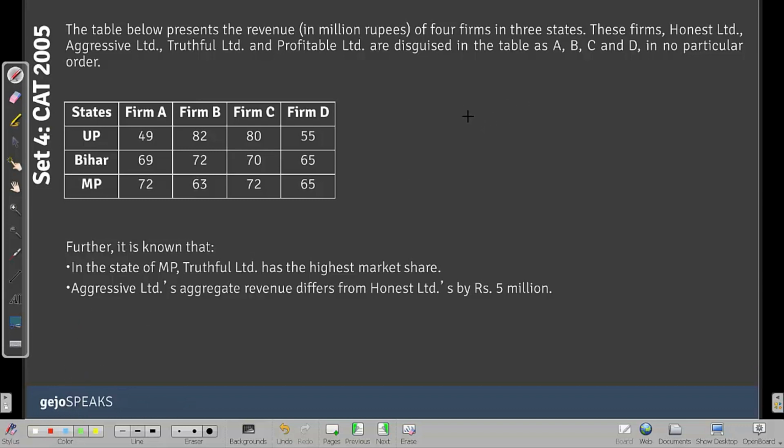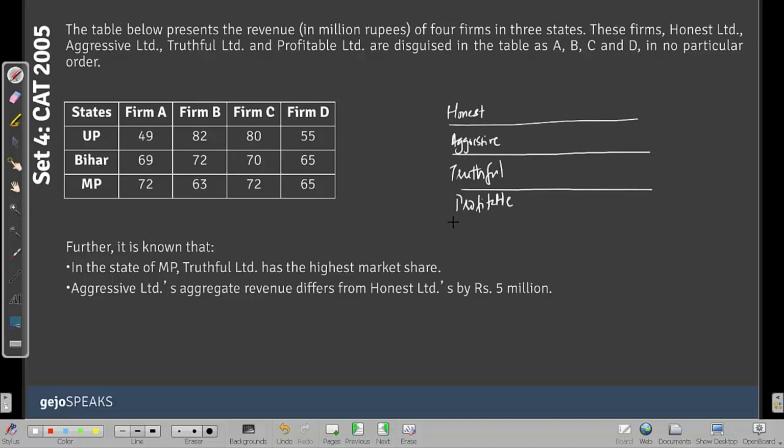Let's create a diagram. So we have honest, we have aggressive, we have truthful, and then we have profitable. And we have to figure out which is which. So we'll probably need to understand which is which. And since there are going to be multiple cases, let's create at least a few cases. So let's start at least by doing this and filling up the data that is given.